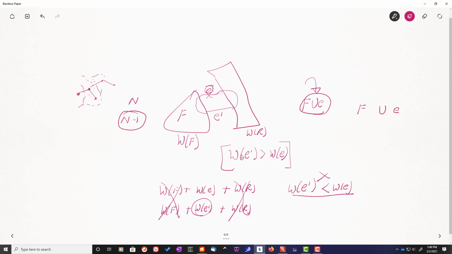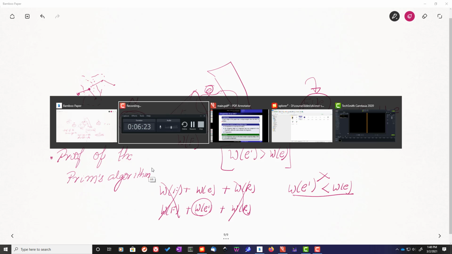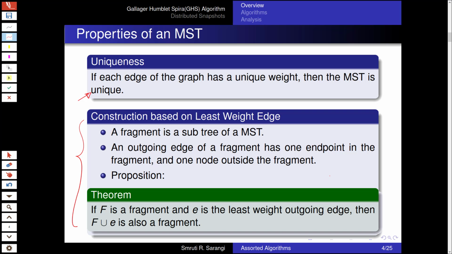Of course, if you are not able to understand what I said, then I would suggest that you don't go forward, because you will not be able to understand the rest. You first take a look at the proof of Prim's algorithm. Okay, that's the most important. See, first take a look at the proof and then you try to understand this theorem over here. If this theorem is understood, then only you proceed, otherwise you don't.